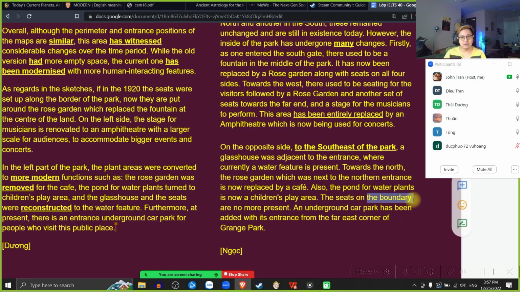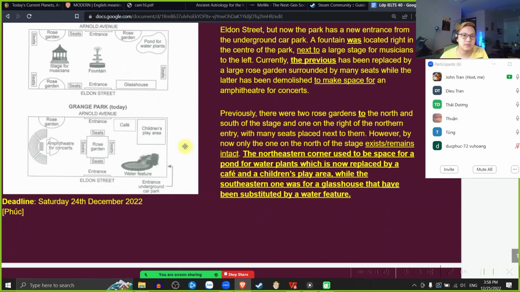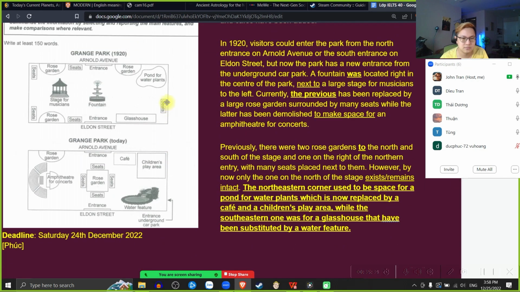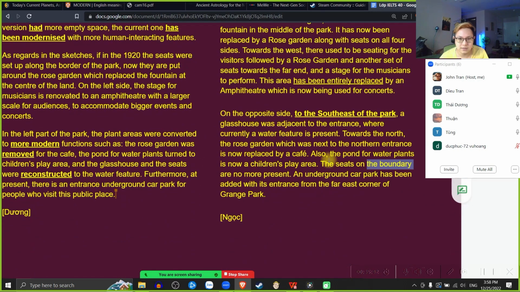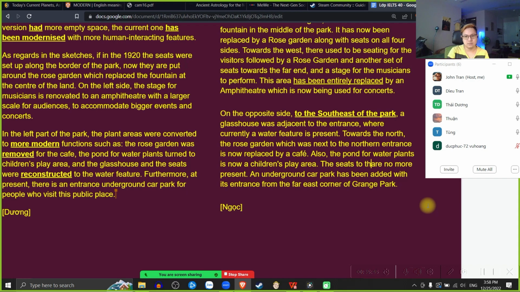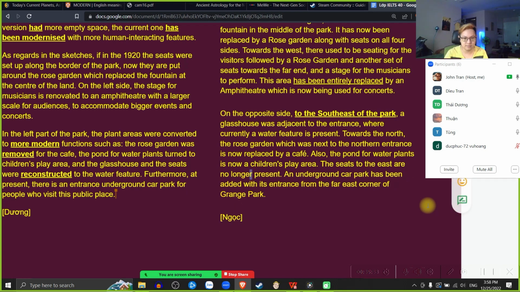Cái chuyện rõ ràng trong IELTS writing nó rất là quan trọng nha. It's very important to keep it clear in IELTS writing, okay? You mean the seats to the east? Em nói là những cái seats nằm phía đông đúng không ta? Okay. The seats to the east are no longer present. No more present không đúng nha. Nó phải là no longer present.